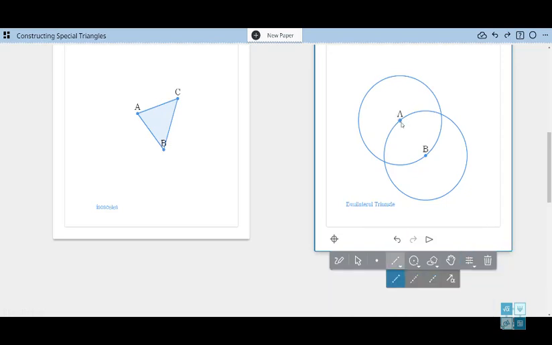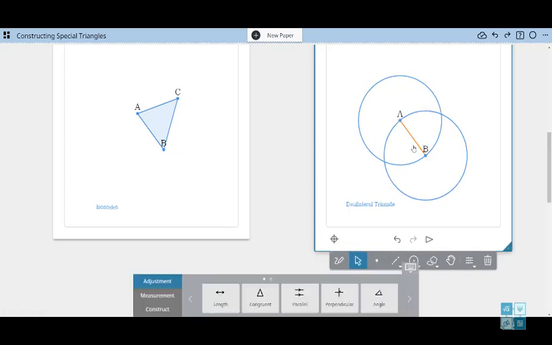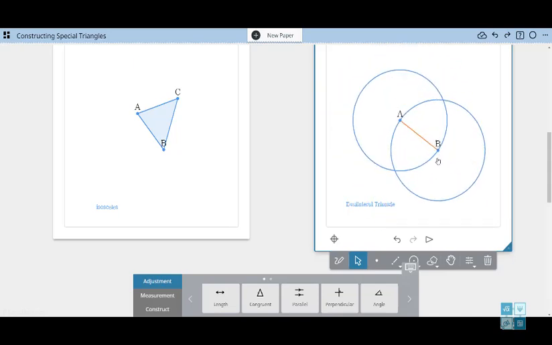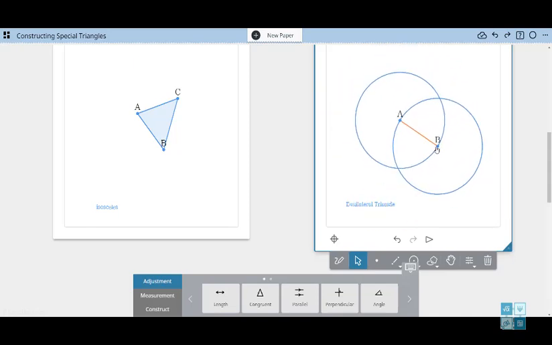But if I now construct the segment AB, which we know is a radius in circle A, it's also a radius in circle B, and since it's the same segment, it's the same length. So the radius of circle B and the radius of circle A are congruent, and even if I make the circles bigger, they're always going to have the same radius because of the way I constructed them.